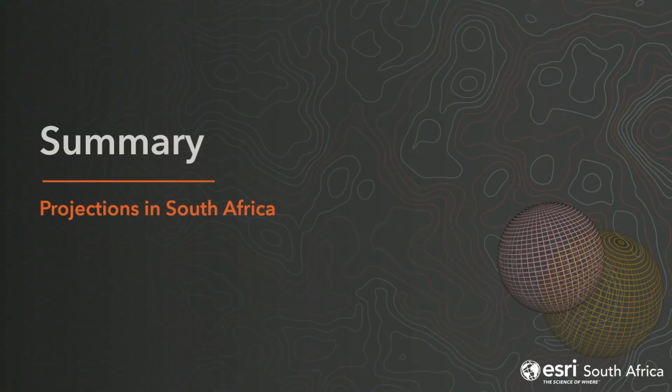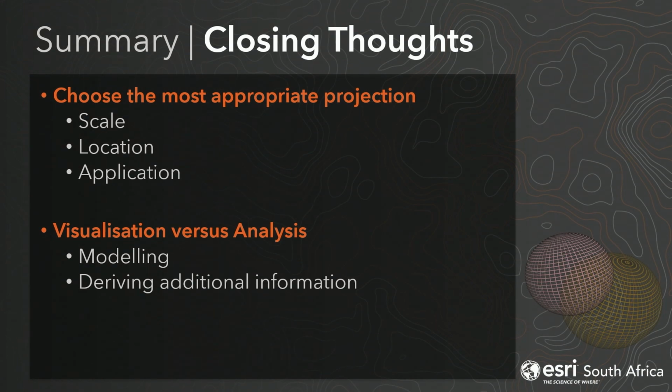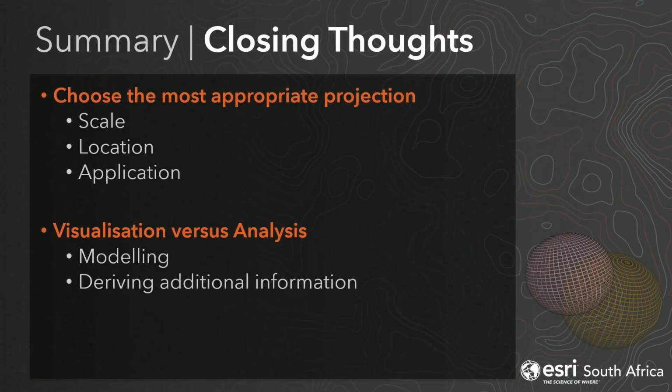So in summary, just some closing thoughts on what we've gone through in these 3 videos. And the one is choose the most appropriate projection. And sometimes it's not just a choice, it's official. You have to use a given projection for a specific thing, and you need to understand, what are you trying to look at? What scale map are you working with? Where's the location of the data? What is the application of the data? What are you trying to achieve with the data set?